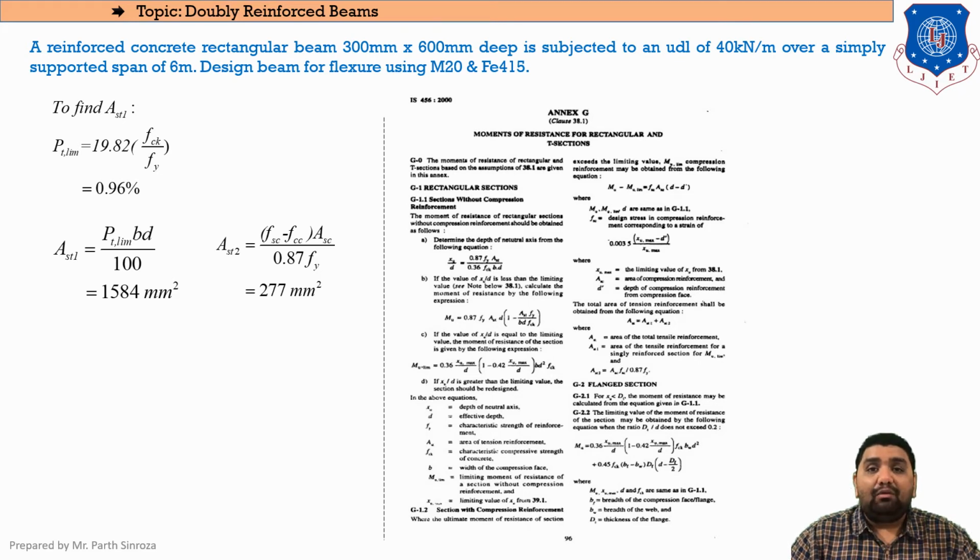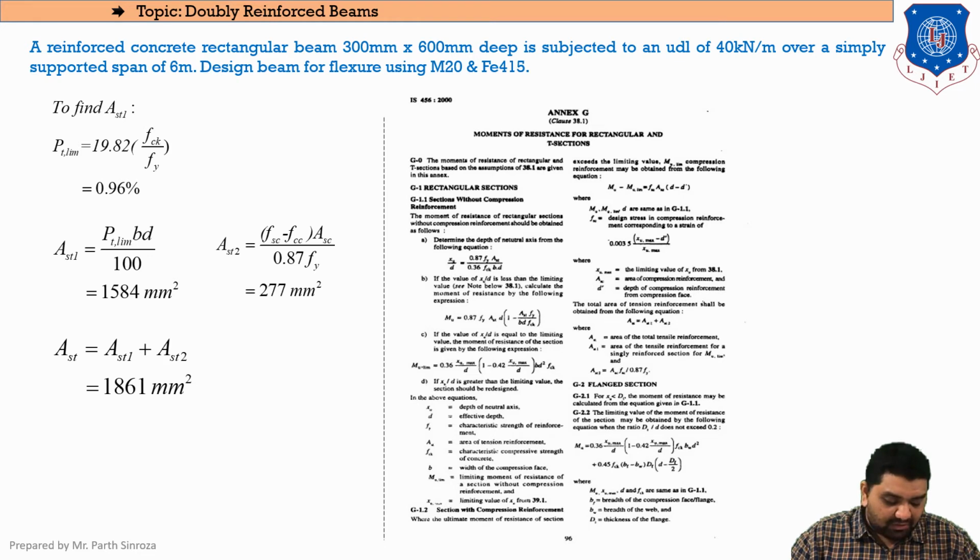And the ultimate aim of ours was to find the value of AST. So AST will be the combination of these two things, that is summation of AST1 and AST2. So the summation of these two terms comes out to be 1861 mm square. So this is the total area of steel that is required to sustain this amount of load or moment, and now we'll be providing the steel content.